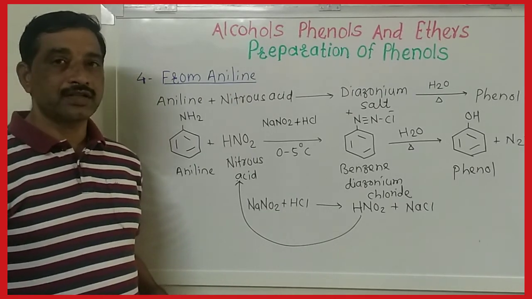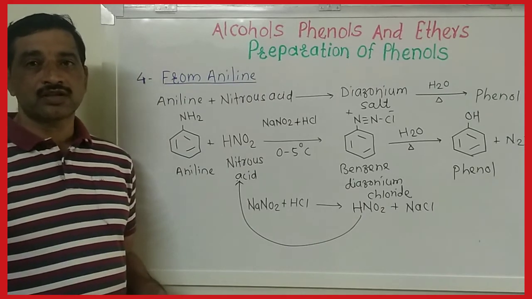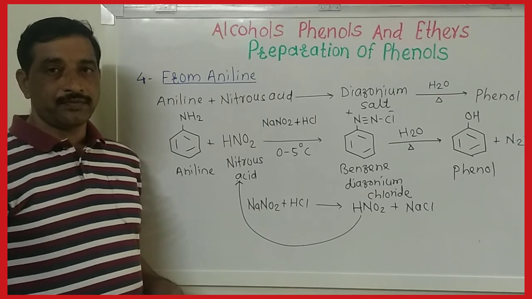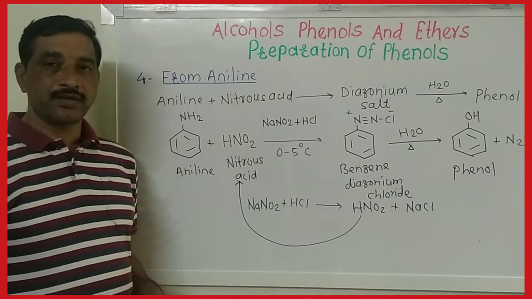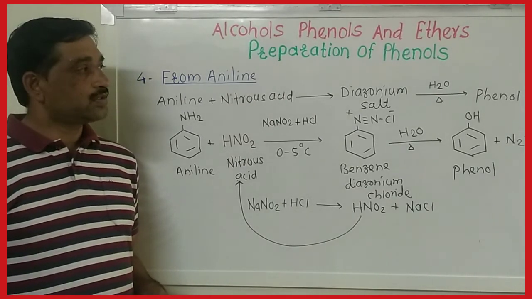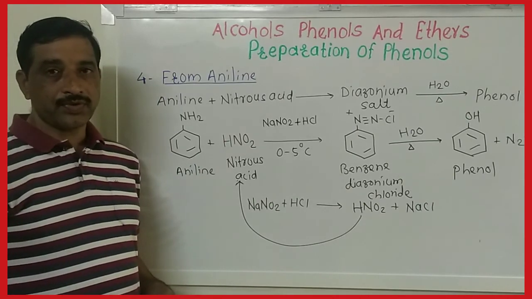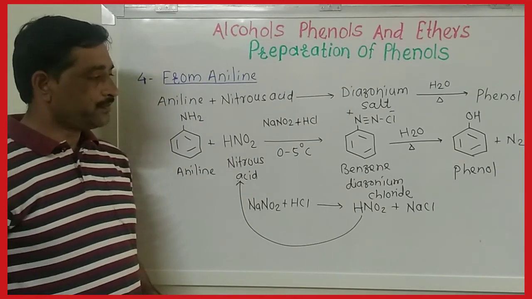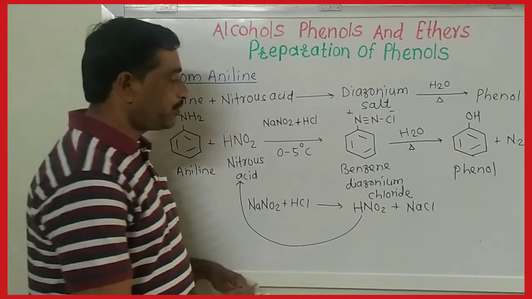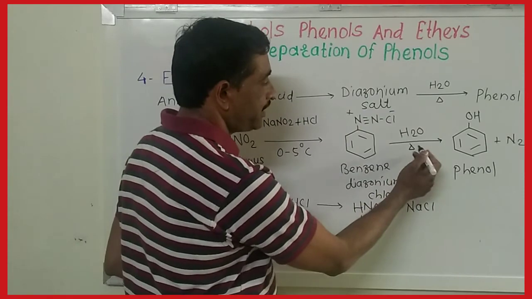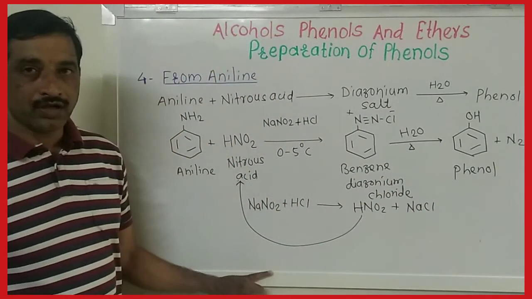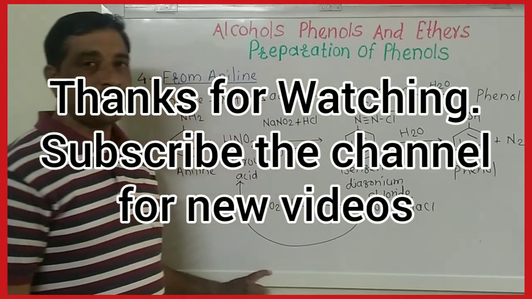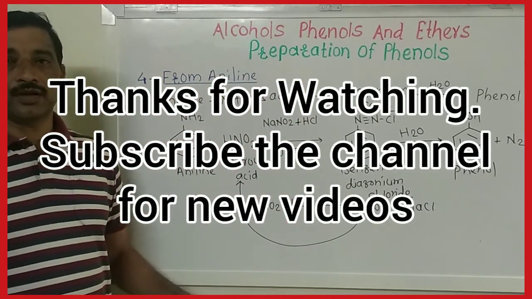In the third method, we discussed that when benzene sulfonic acid is reacted with sodium hydroxide, it is also converted into an intermediate compound, and this on hydrolysis with acid gives us phenol. And in the last method, aniline on reaction with nitrous acid gives the intermediate compound benzene diazonium chloride, and on reaction with water it undergoes hydrolysis and gives phenol. So in this way phenol is prepared by these 4 different methods.